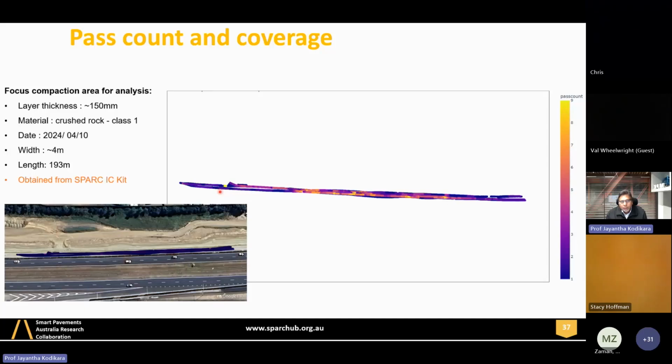So coverage means at least one pass has gone. This is a good thing. So you have a pass count, and you can designate the number of passes that have to go through. In fact, we are trying to see how many passes are needed for a particular roller to get the required density. That's a good research question, right?